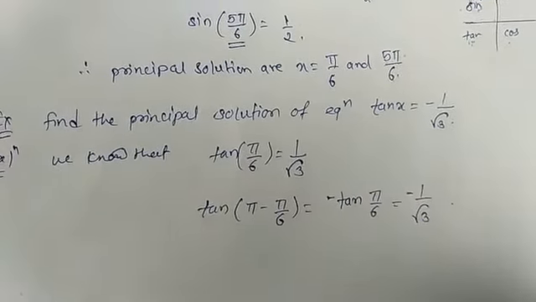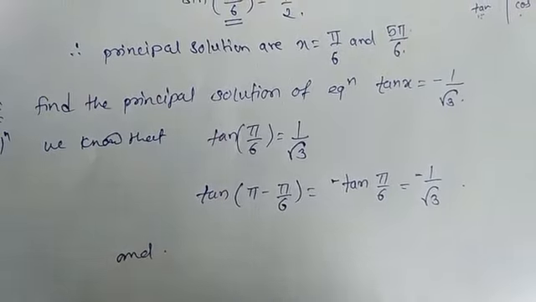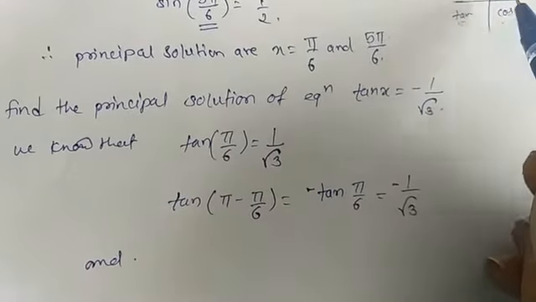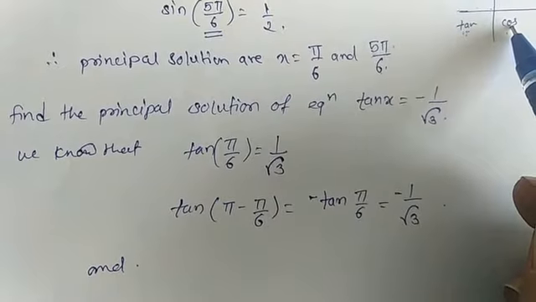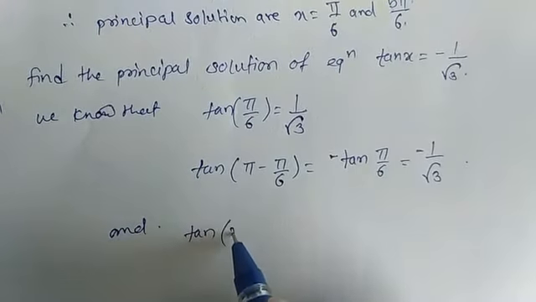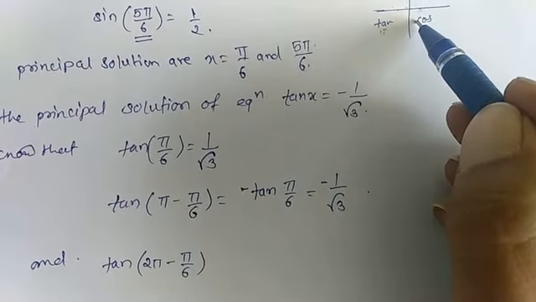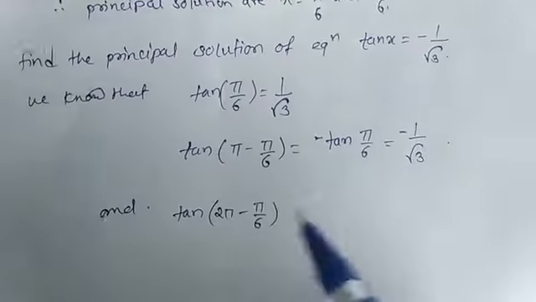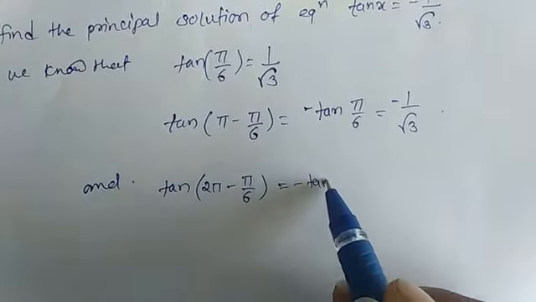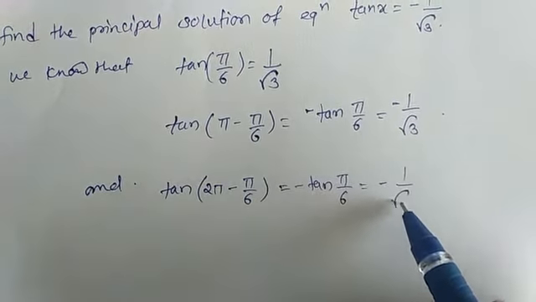And again, the next value will be in the fourth quadrant. So here you can consider tan(2π − π/6). The total angle is 2π, and you have to subtract π/6 from that. So you get −tan π/6, which is equal to −1/√3.